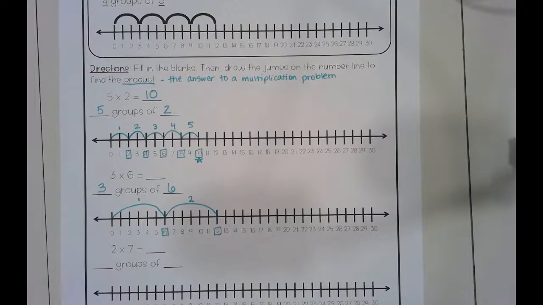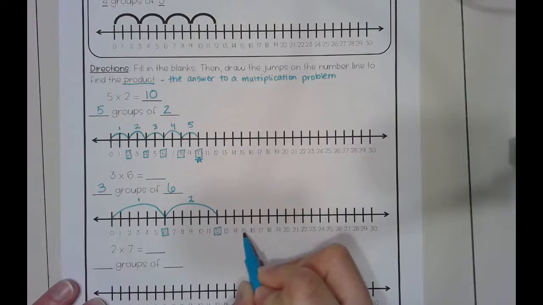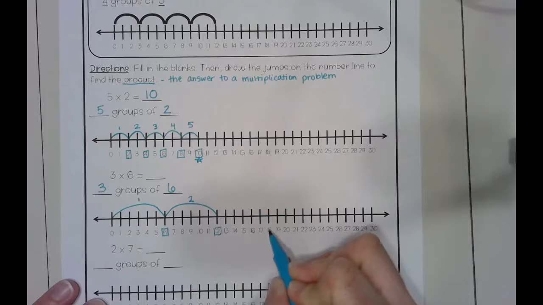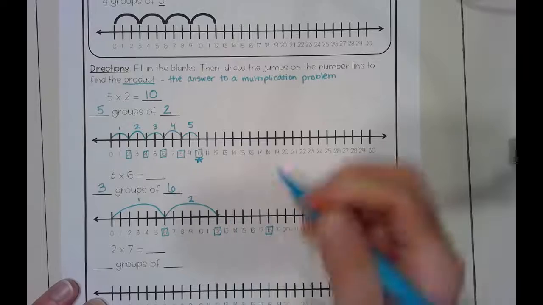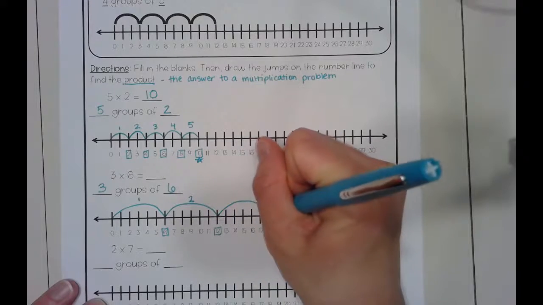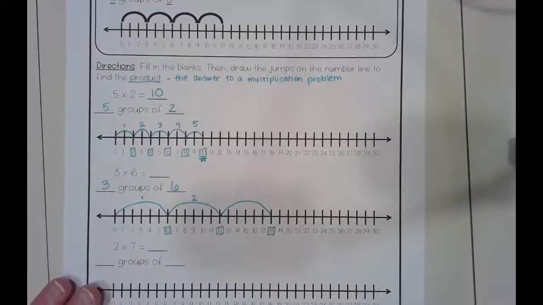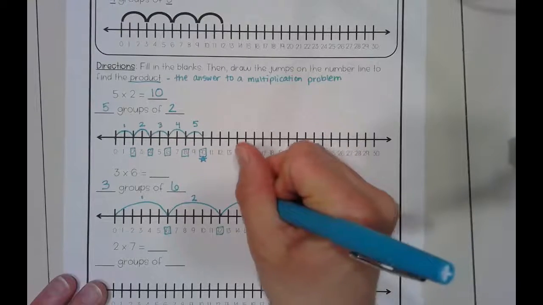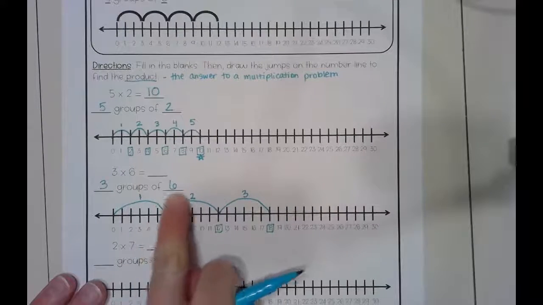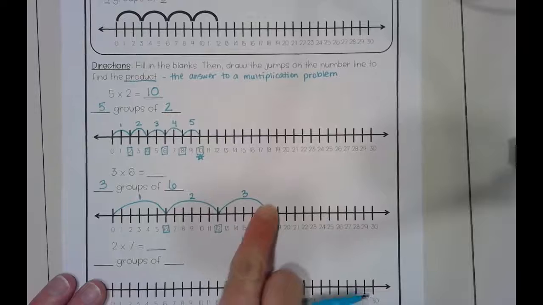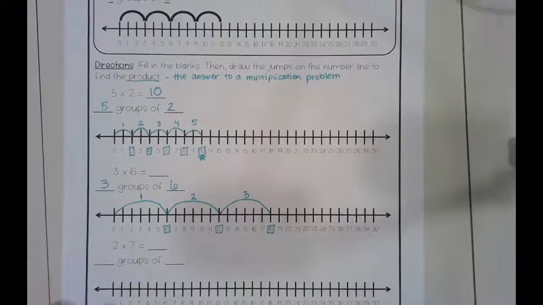Okay, so now let's see if you got it right. I'm going to go for my third group of 6. So I'm going to count 1, 2, 3, 4, 5, 6. And I should land on 18. Make sure you draw that you hopped over from the 12 to the 18 because you're hopping over by 6s. And that's your third group of 6. This is 1 group of 6, 2 groups of 6s, and 3 groups of 6s. Sorry about that.